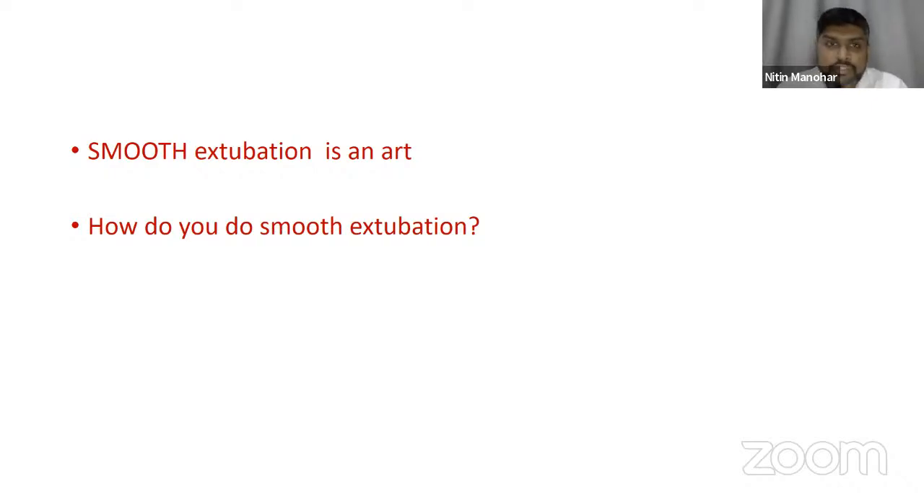Dr. Vijay, you want to come in on this? Any tips for our audience as to how you do this art of smooth extubation?